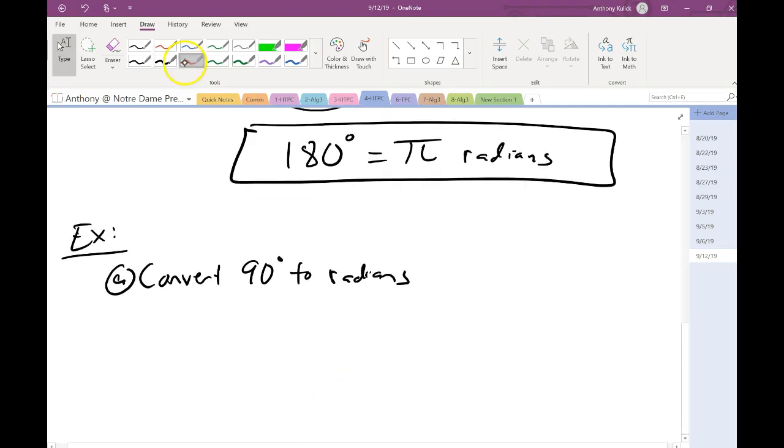So the way that we're going to do this is just like you would have done in your science class or chemistry class when you did unit conversions there. You're going to start with the quantity that you know, and then you're going to multiply it by a conversion factor. So our conversion factor is that 180 degrees is equal to pi radians. Where does the 180 degrees need to go in this fraction? In the numerator or the denominator?